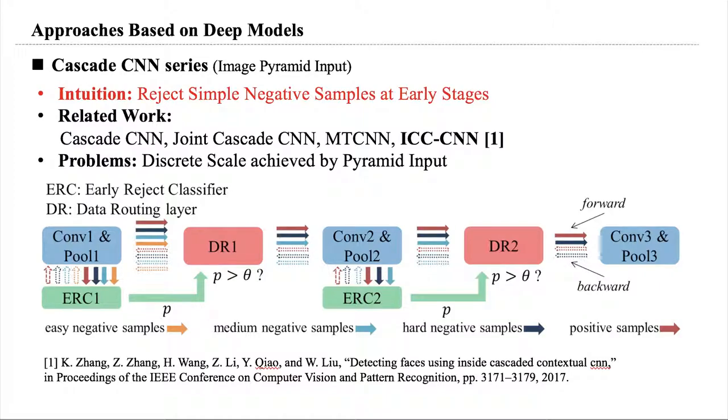Thus, we first reject some simple negative samples at early stages and then pass the remaining samples to the next stage. The recent work called ICC-CNN models the rejection process in the internal layers of the CNN. For each level of feature maps, a classifier is trained to reject the easiest samples and then pass the rest to the next level. So the cascade method is relatively faster than other methods.